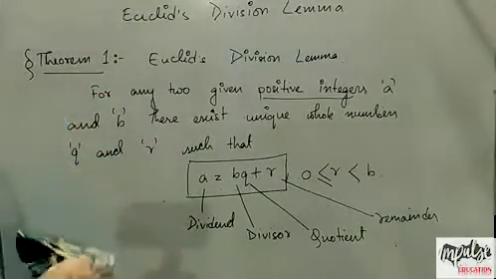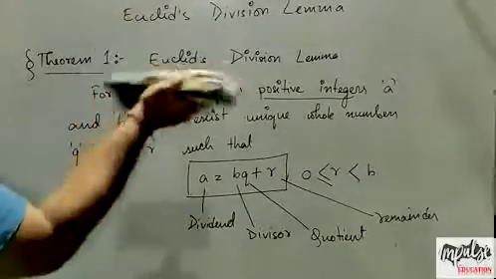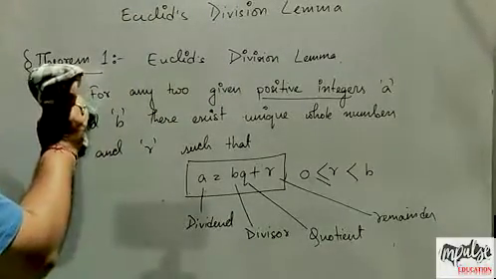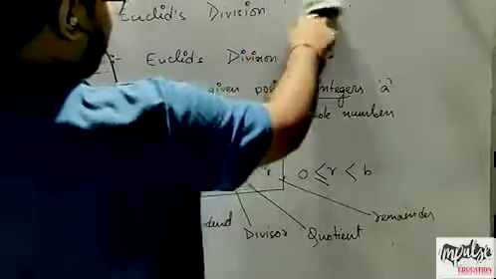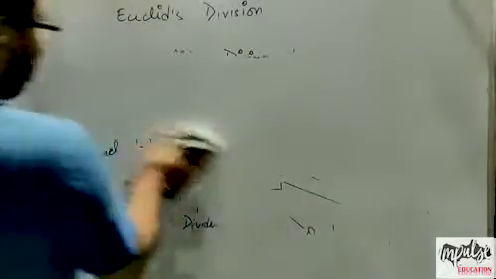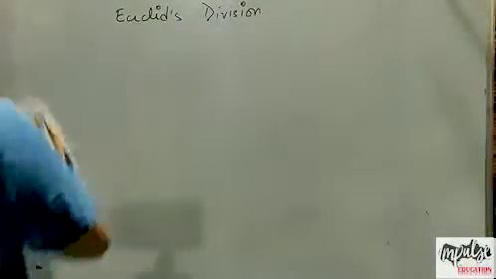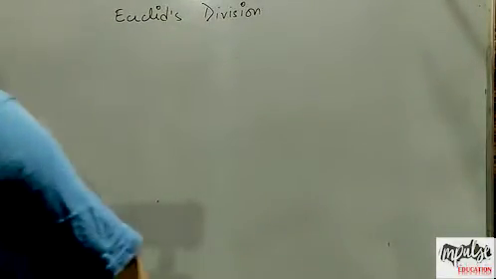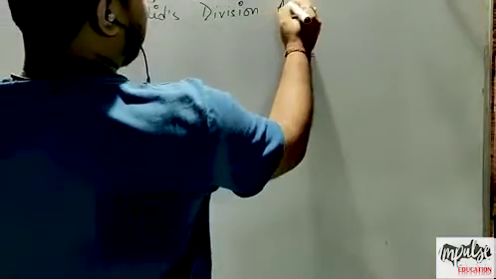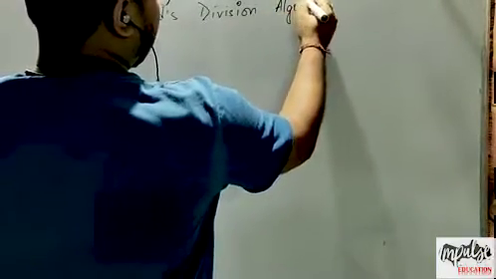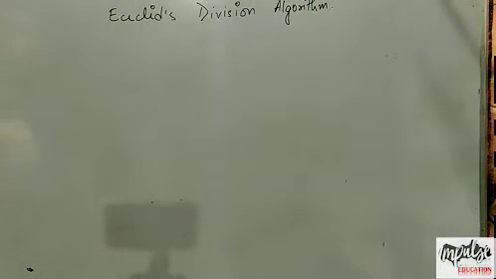Now we'll be going to the algorithm, that is the Euclid's division algorithm. Now we will not be discussing the lemma anymore. We will be discussing the algorithm, that means the steps that are involved in solving problems. Is it clear? Okay. So now we have the Euclid's division algorithm. Now what is Euclid's division algorithm?